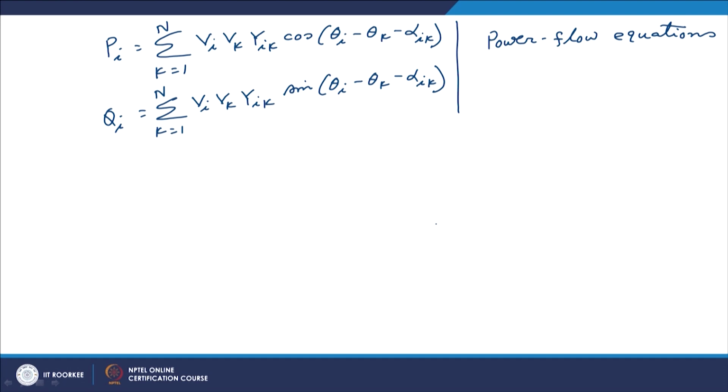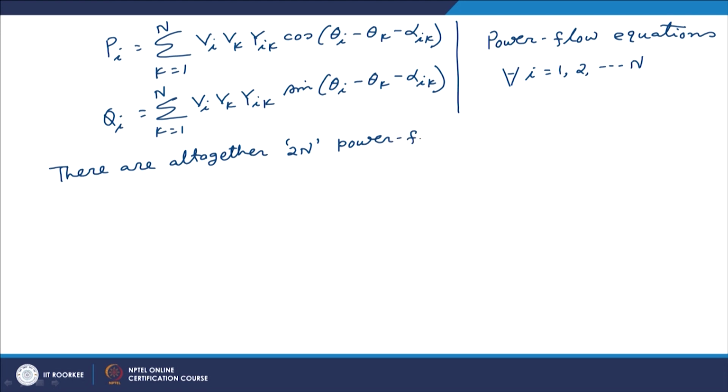Now, at every bus i, we can write down this equation, and here, because we have a total of n buses, i varies from 1 to n. Therefore, there are altogether 2n power flow equations. Because at each and every bus i, we have these two equations, Pi and Qi, and we have a total of n buses, so the total number of equations is equal to 2n.